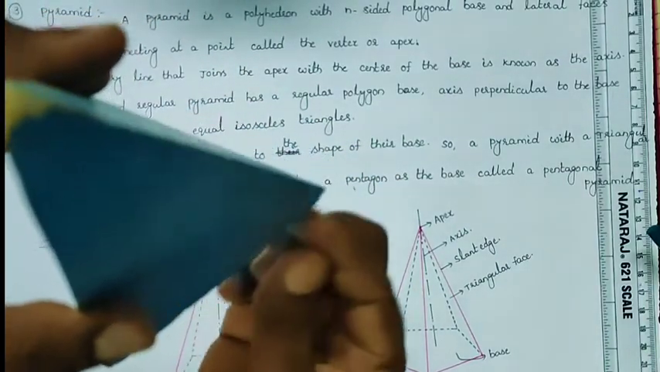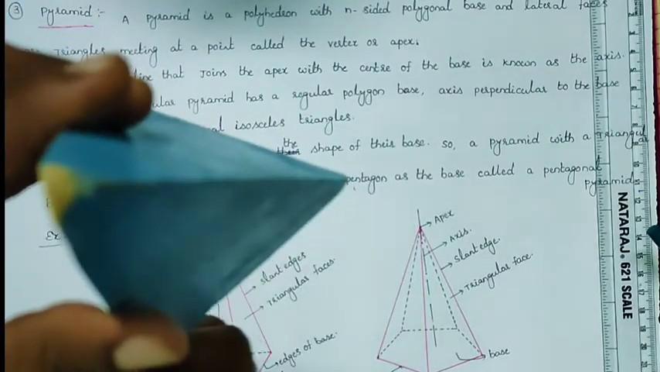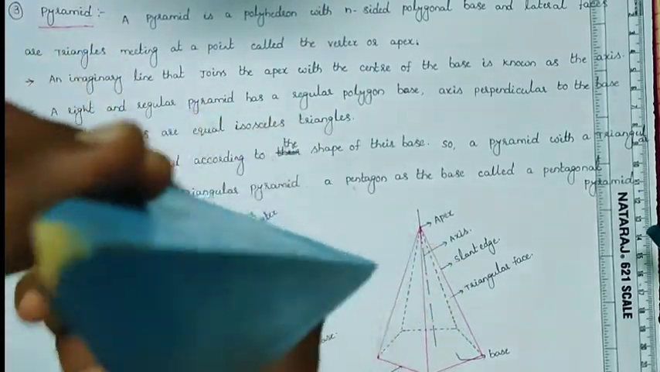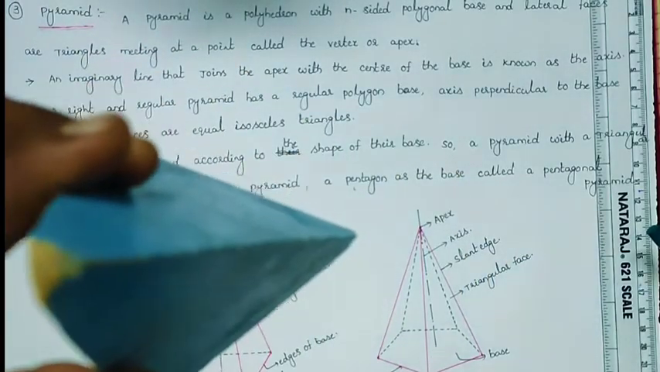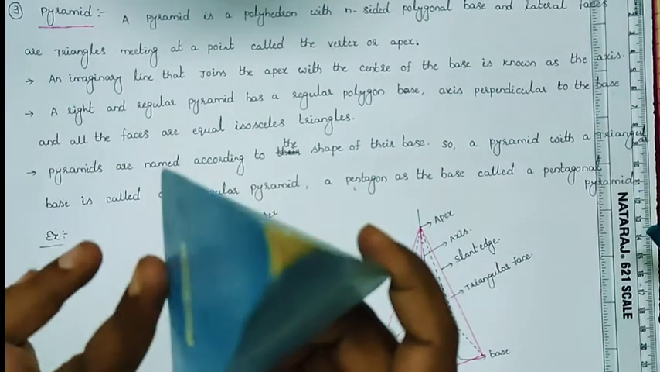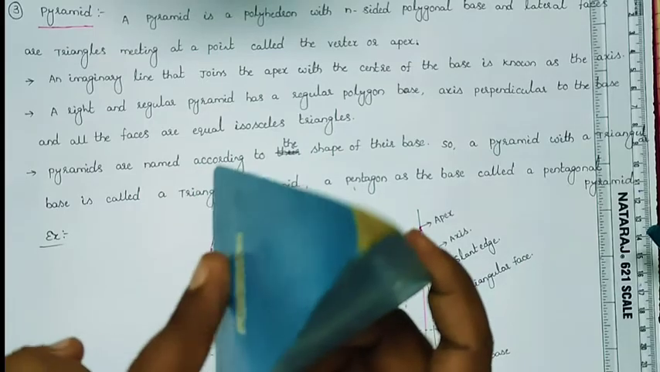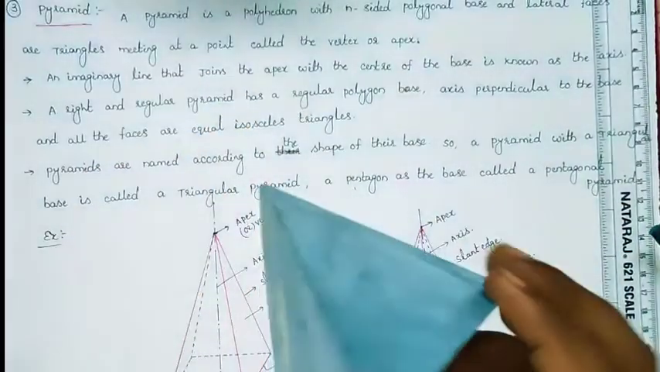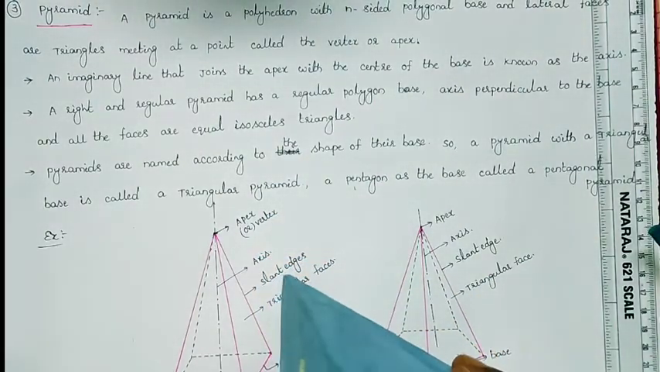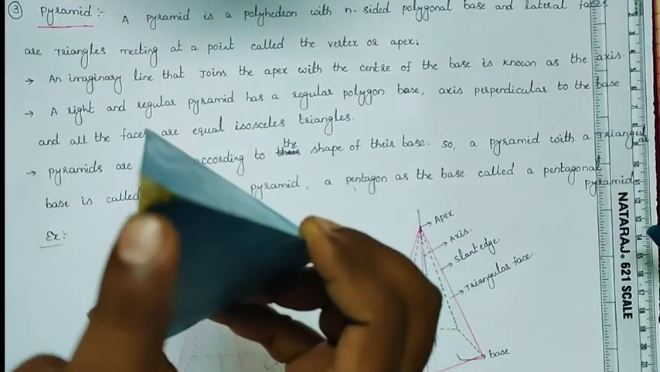Suppose it is a triangular pyramid, here are the n-sided polygonal bases. So these are the bases here, and the lateral faces look like triangles. These are the lateral faces. In the case of a pyramid, the lateral faces look like triangles meeting at one point. That point we can call the apex point or the vertex point.